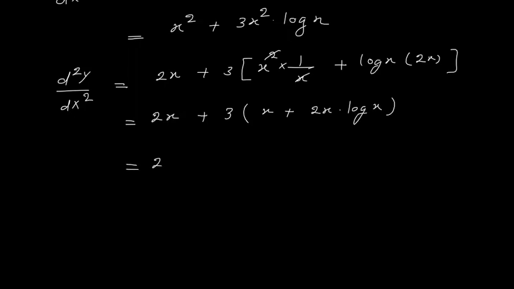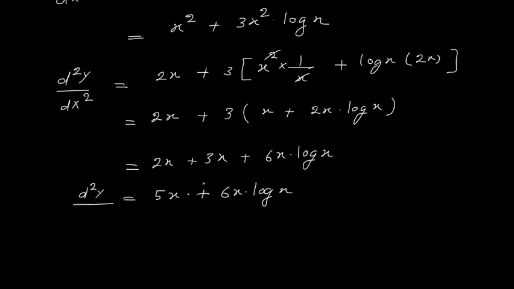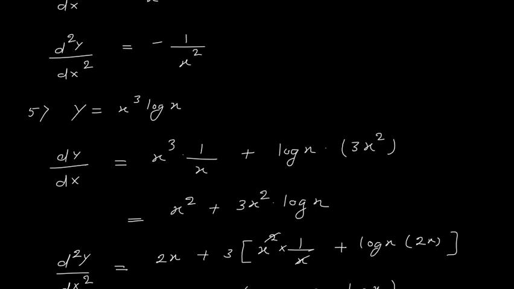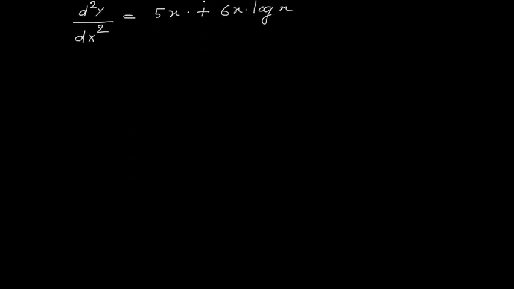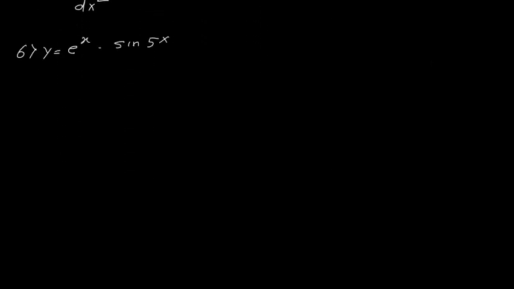So the final result is 2x plus 3x plus 2 3 or 3 2 the 6x into log x. So 3 plus 2 is 5x plus 6x into log x. This is the value of d square y upon dx square. Fifth problem done. Now sixth problem.